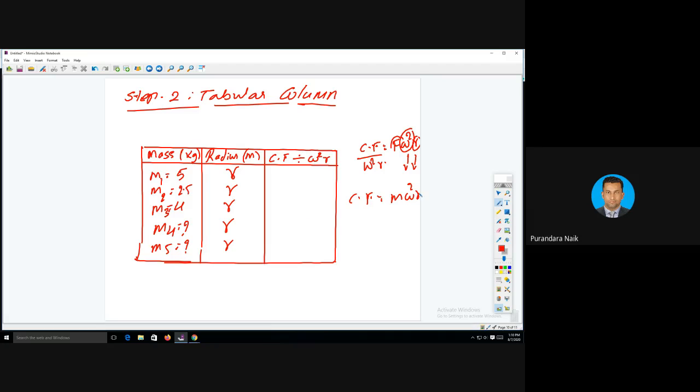Otherwise, if we are not dividing by omega square and R, because R is unknown and omega square is unknown, we'll get unknown values in the last column. So to avoid that, we need to divide each and every value.